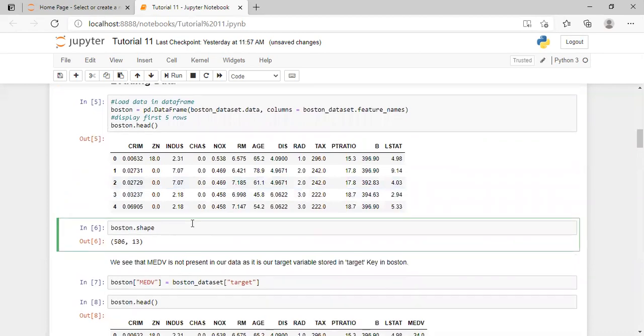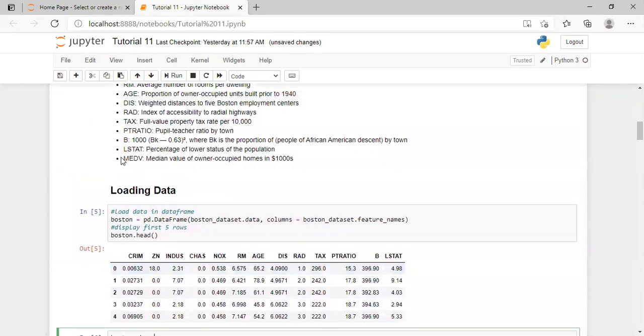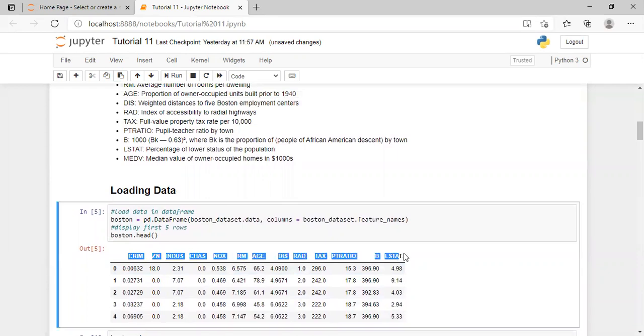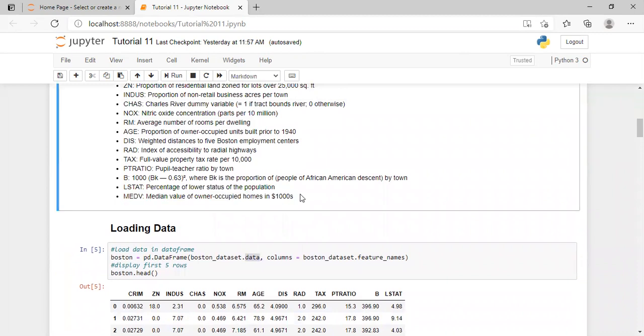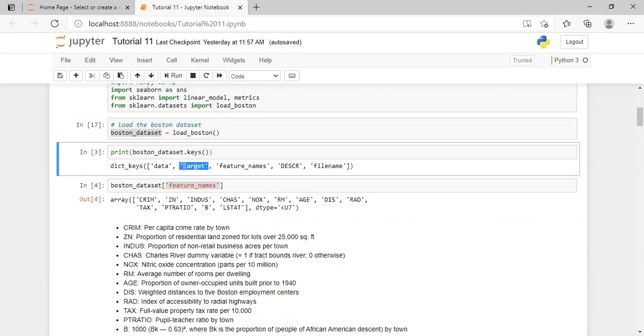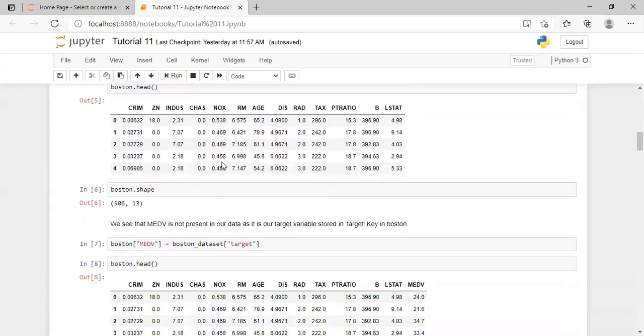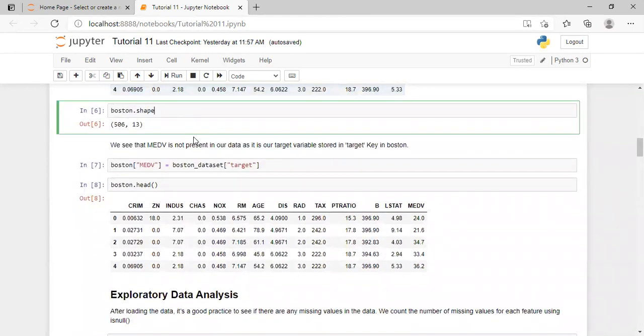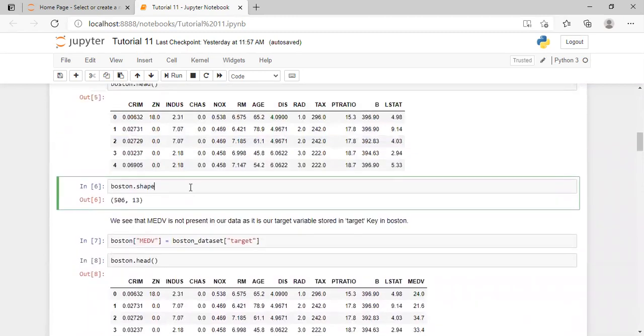Okay. But notice one thing, that we don't have our predictor variable, which is the prices of our house. This is not part of our data frame, because Boston dataset.data only contains the predictor variables but not the class variable. So we would have to access this value using the target variable. Seeing the shape of the data set, we can see that we have 506 rows and 13 columns.